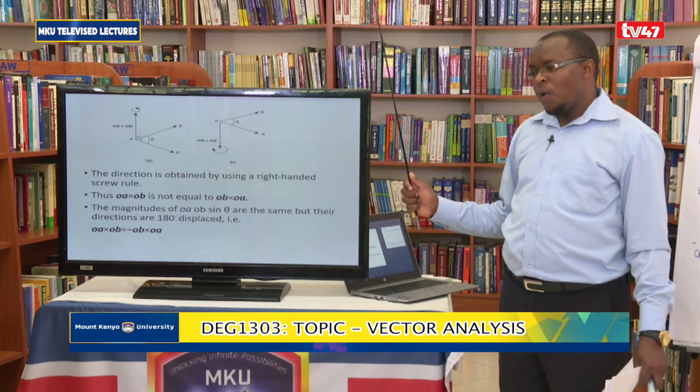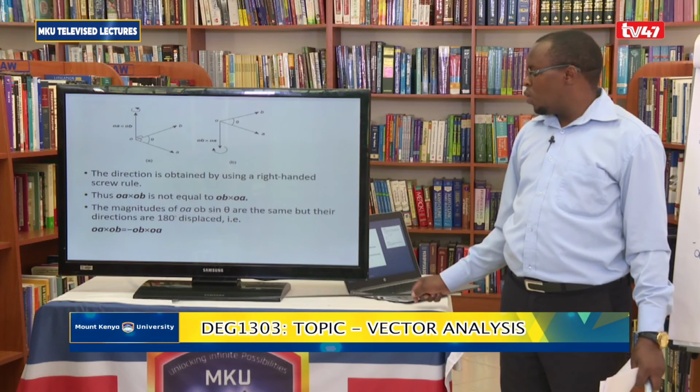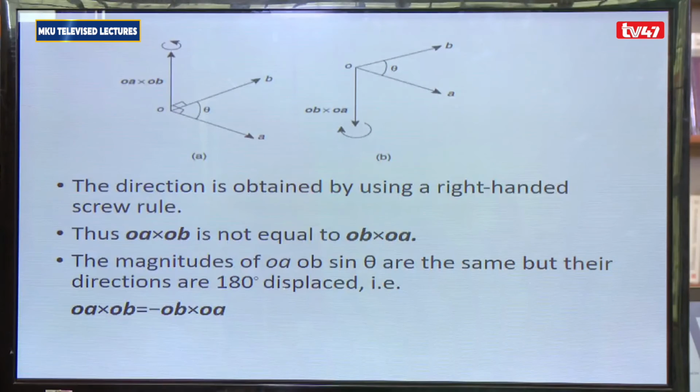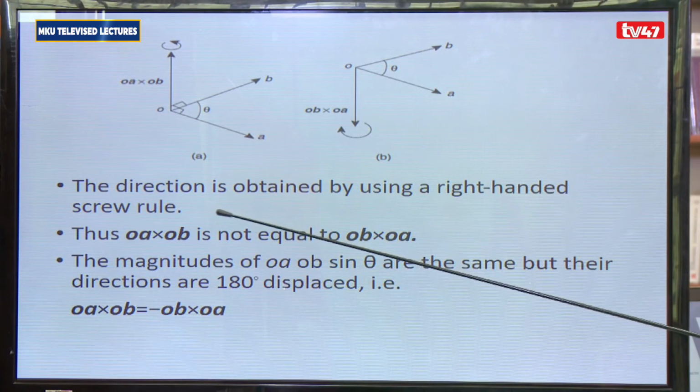Now, what does this screw rule mean or say? Now, we have got a right-handed screw. So a right-handed screw is that which you use the right hand to either tighten the screw or loosen the screw. So the direction in which you turn is very important because it tells you whether the screw is coming out or whether the screw is going in.